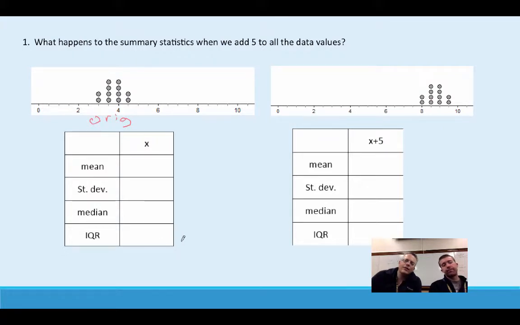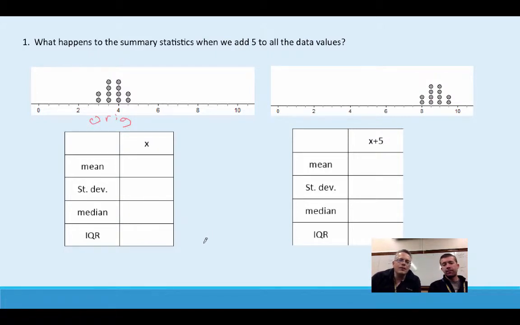So the second graph, we've added 5 to all the data values. And what happened? Well, it shifted. Probably we were at 3, moved to 8. Looks like it all shifted 5. Which would make sense. The shape didn't change. Did it get more spread out? No, it did not. So when we add 5, the spread doesn't change, so the measures of spread should be the same.